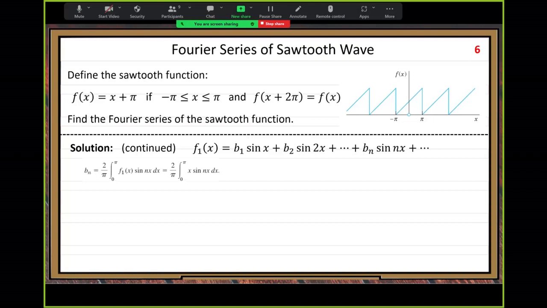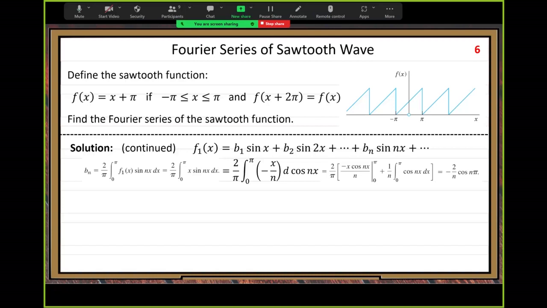For the b coefficients, we just use the Fourier coefficient formula. Integration by parts, not too complicated here, hopefully. And that gives the answer like that. Cosine n pi.